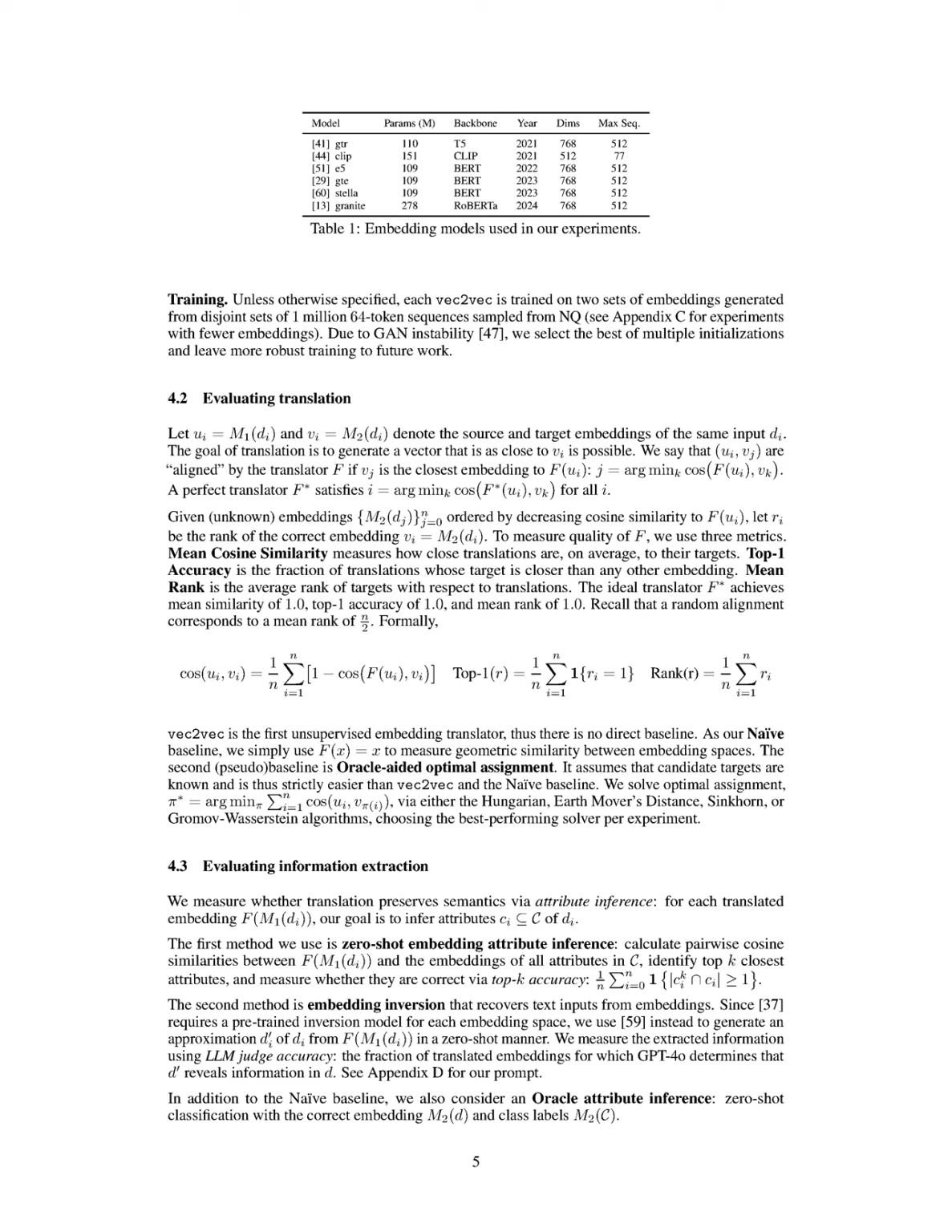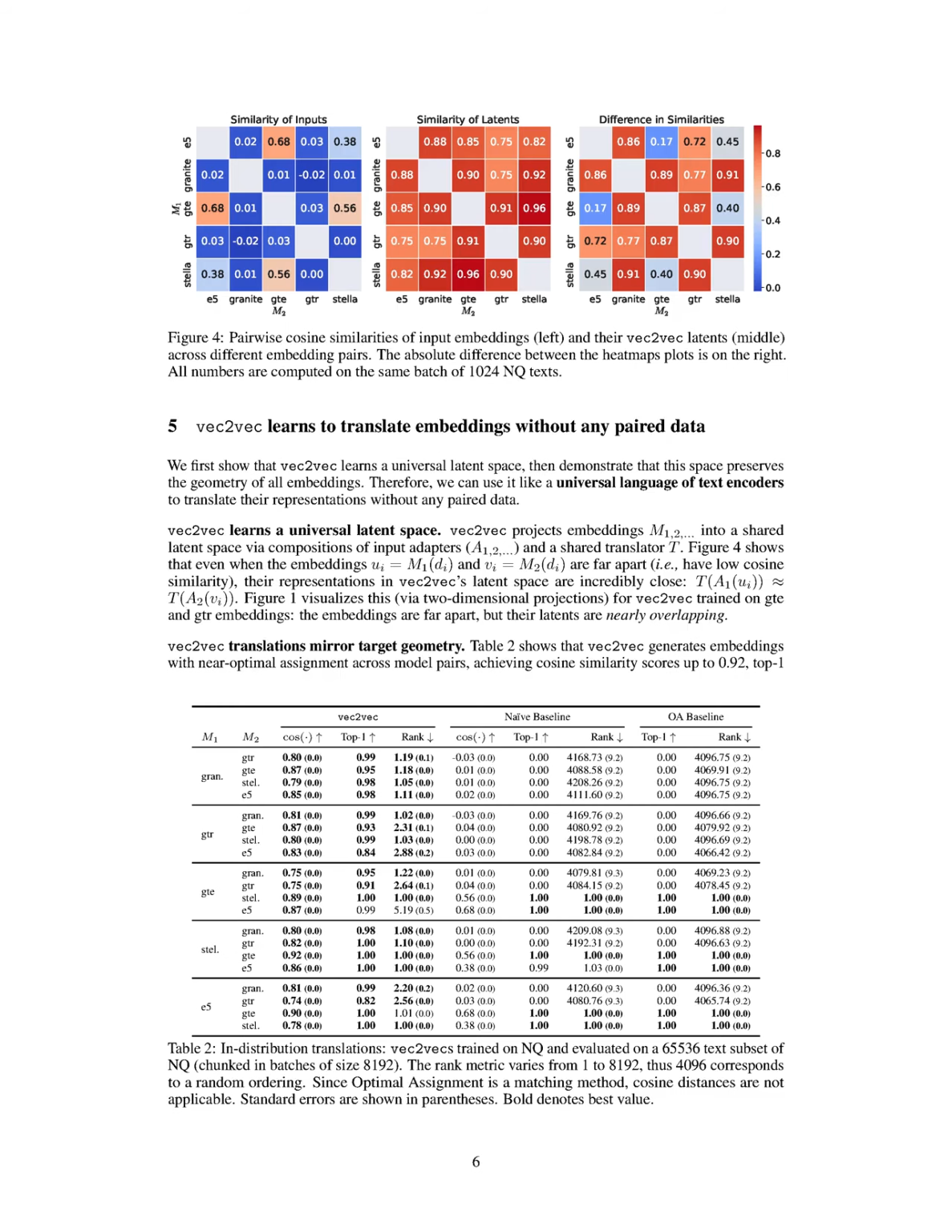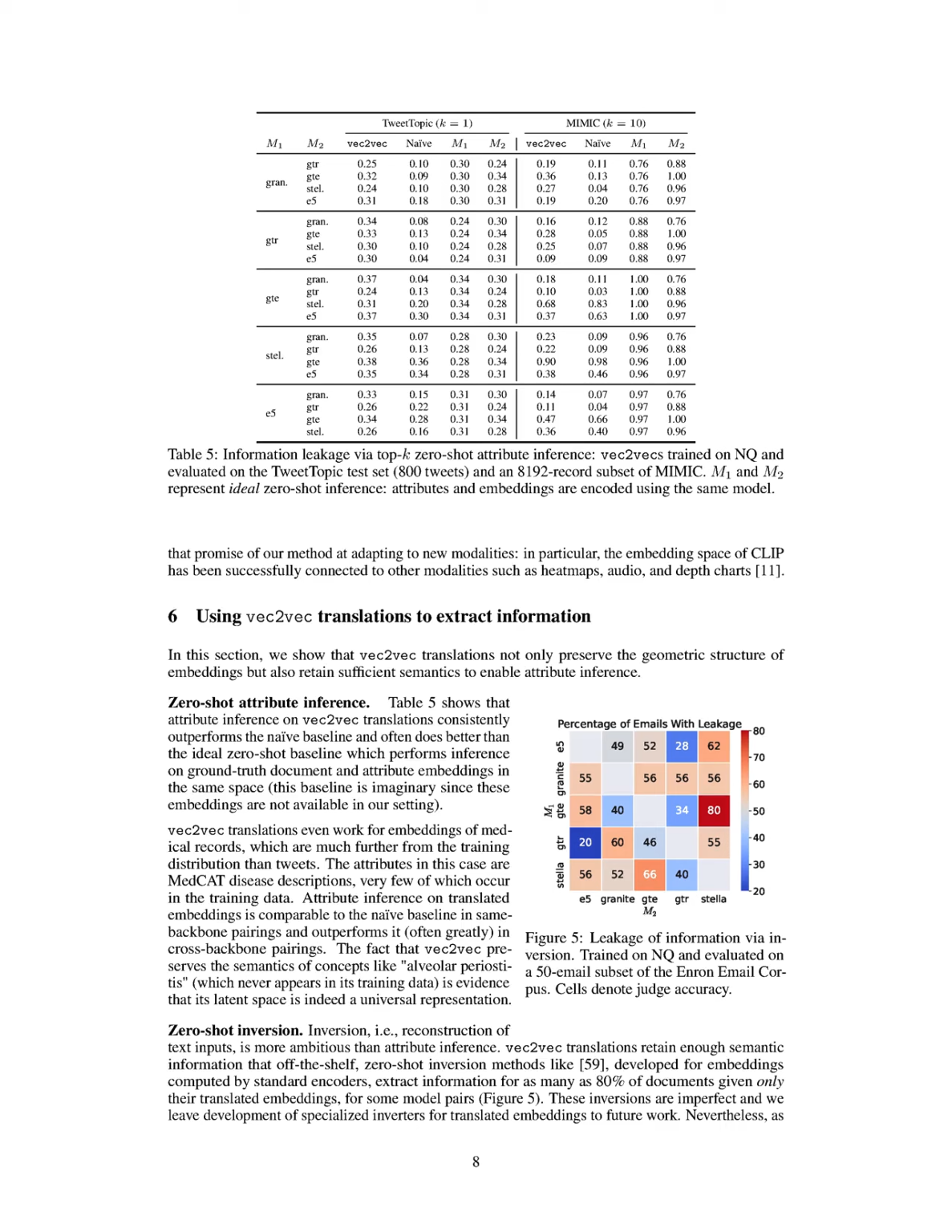Performance was measured using 3 key metrics: mean cosine similarity, Top-1 accuracy, and mean rank, which quantified how closely the translated embeddings matched their target embeddings. Results showed that vec-to-vec achieved cosine similarity scores as high as 0.92 and Top-1 accuracies up to 100%, demonstrating its superior performance compared to naive baselines and Oracle-aided optimal assignments. Additionally, the method's ability to perform zero-shot attribute inference and inversion further validated its effectiveness in preserving semantic information during translation.